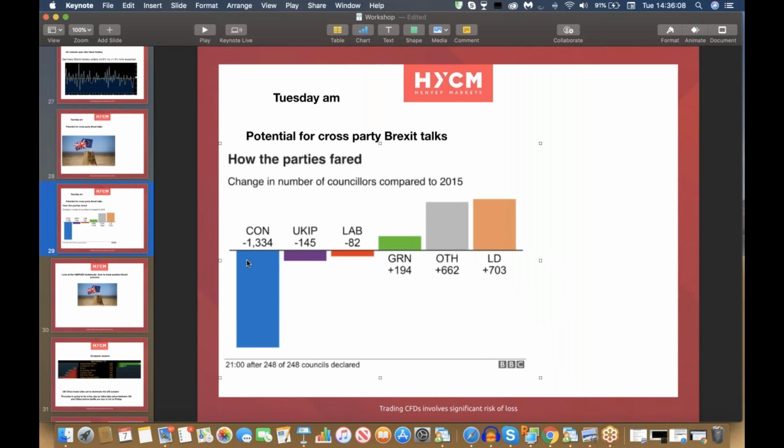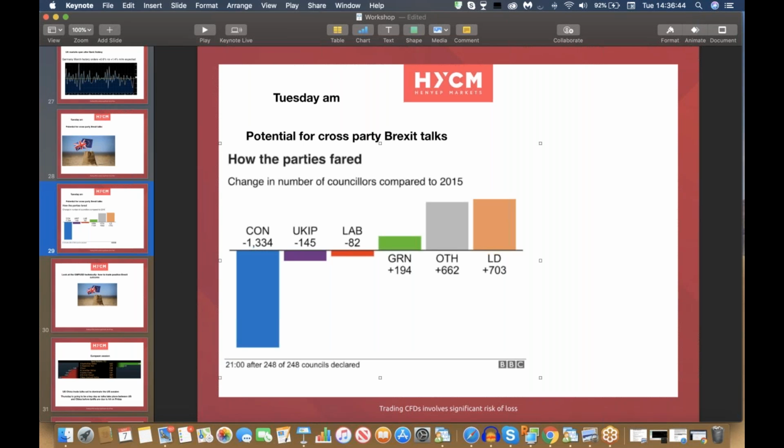Okay, this is what happened. The Conservative government, which is the current government in power as a coalition with Northern Ireland's DUP, lost 1,334 seats in the councils. Now, this is local elections, so this isn't national, it's local, and it was a really bad result for Conservative and a really bad result for Labour. It was the Liberal Democrat Party, independent people, and the Green Party that gained votes. Conservative, UKIP, Labour lost votes.